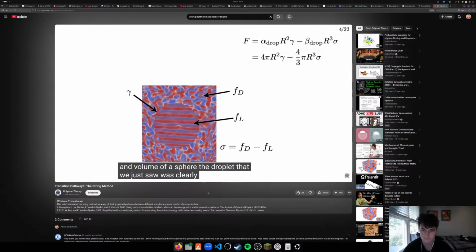For a spherical droplet, these terms are proportional to the usual surface area and volume of the sphere. The droplet that we just saw was clearly not spherical. This is due to a dependence of the surface tension on the angle at which the lamellar phase meets the disordered phase. A full description of this is beyond the scope of this video, but if you're curious, I recommend looking at the Wulff construction.